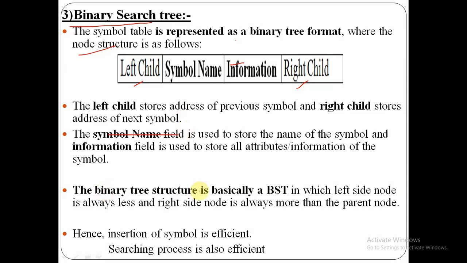So here the binary tree structure is basically a binary search tree in which the left side node is always less than, and the right side node is always more than, the parent node. Such a condition is satisfied by the elements of the binary search tree. Hence, insertion of a symbol is efficient and the searching process is also efficient.